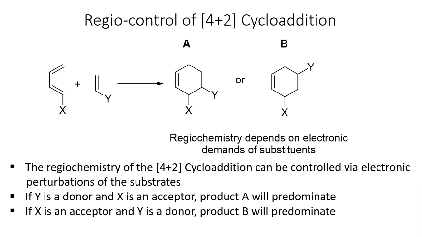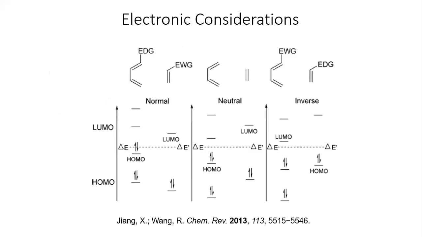If X is an acceptor and Y is a donor, then you're going to see product B predominate. So you can have these inverse electron demand Diels-Alder reactions where you can control the regiochemistry. And here's the way to think about that inverse demand, right? If you have an acceptor on your diene and a donor on your dienophile, which is shown over here, that's going to give you the inverse demand. If you have a donor on your diene and an acceptor on your dienophile, that's normal demand.